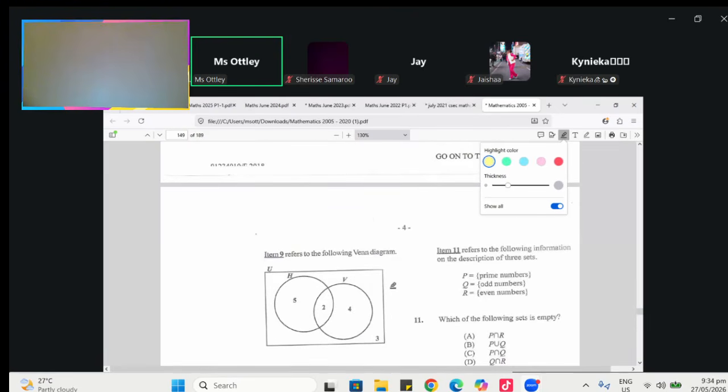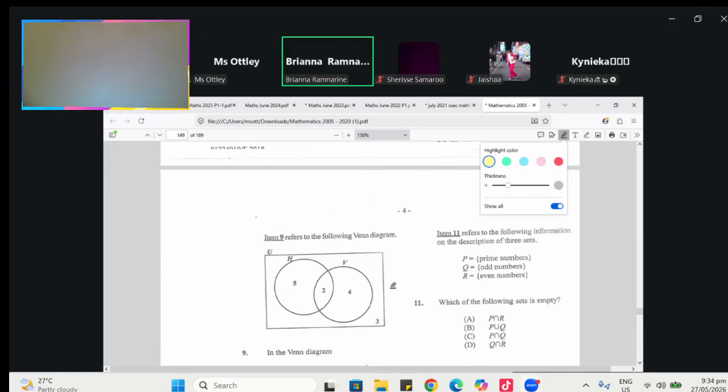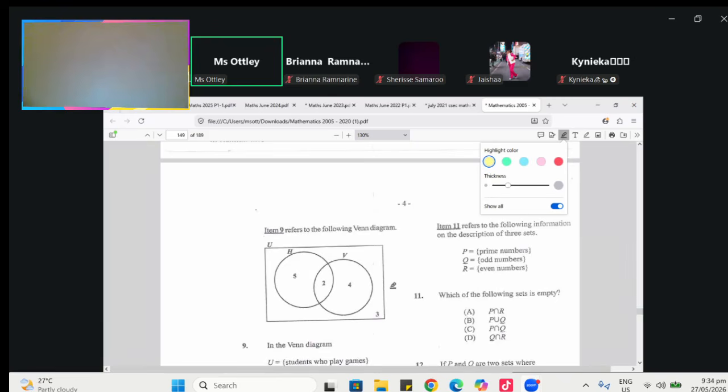Item 11 refers to the information on the description of 3 sets. P is the set of prime numbers, Q is the set of odd numbers, and R is the set of even numbers. Which of the following sets is an empty set? Someone is saying D. We agree with D because Q intersect R, which is odd numbers intersect even numbers, is going to be empty.